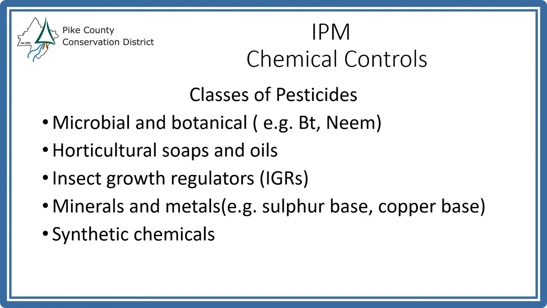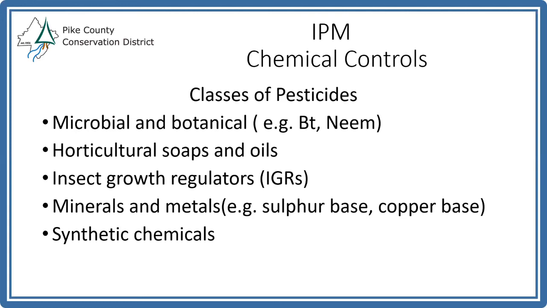There are horticultural soaps and oils. I really like these. If used at the right time, usually when the insect is quite young, they work by smothering. So again, I scouted, I saw these little things, I knew they were a bad insect, so I got out my hort soap or my horticultural oil, sprayed them, and they died.